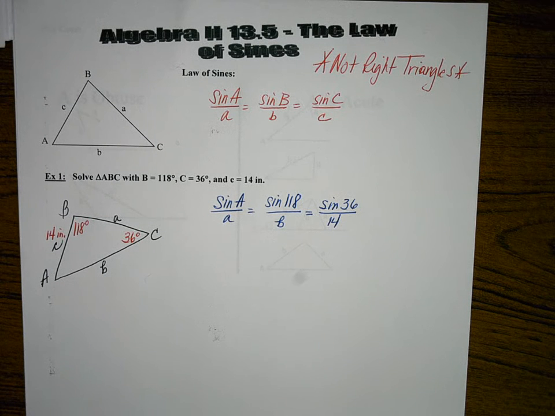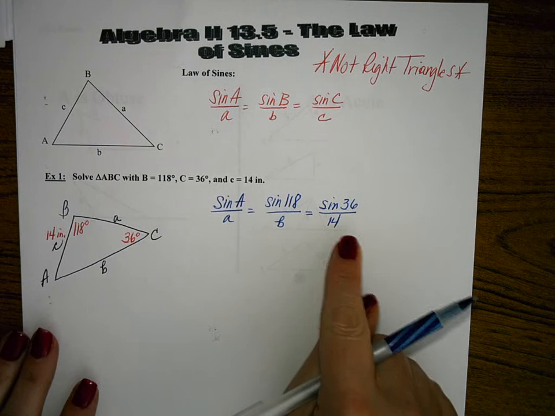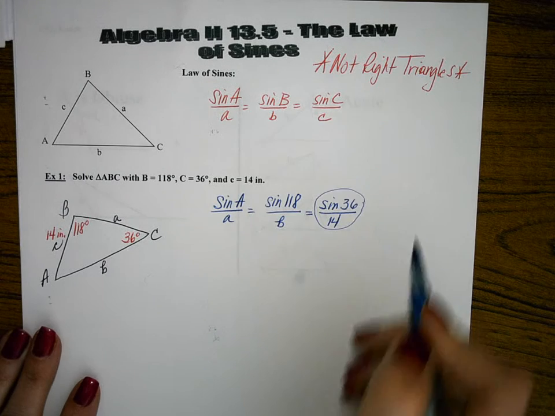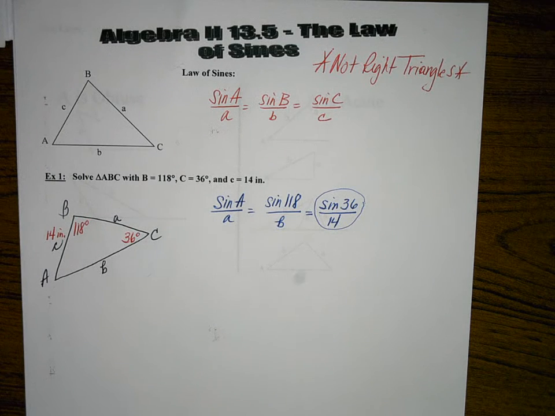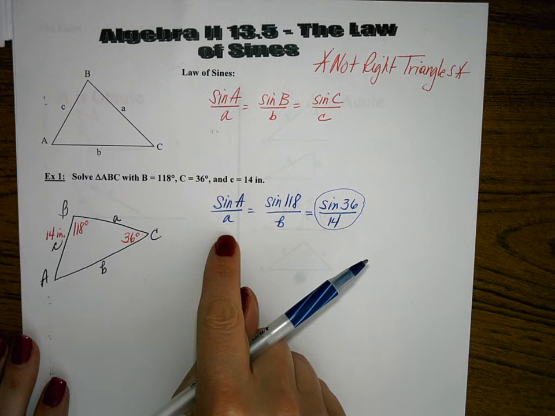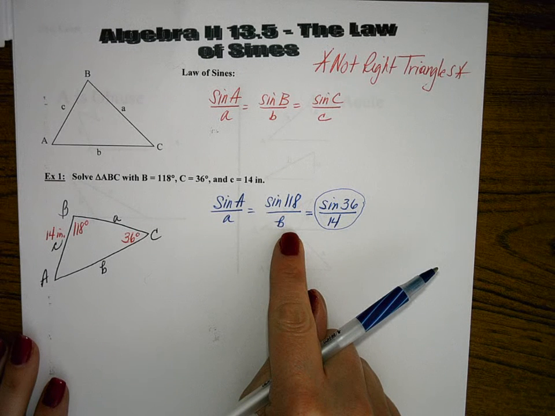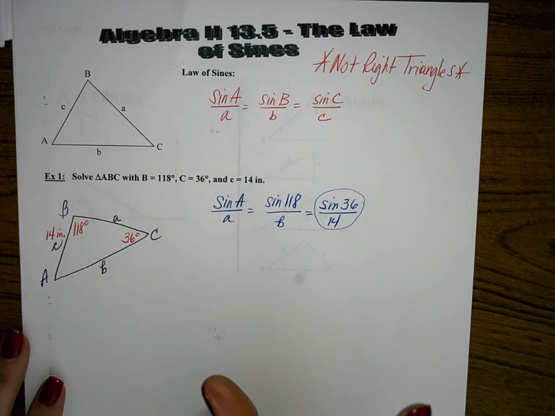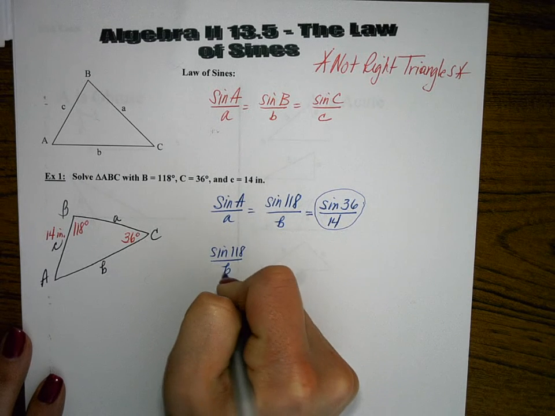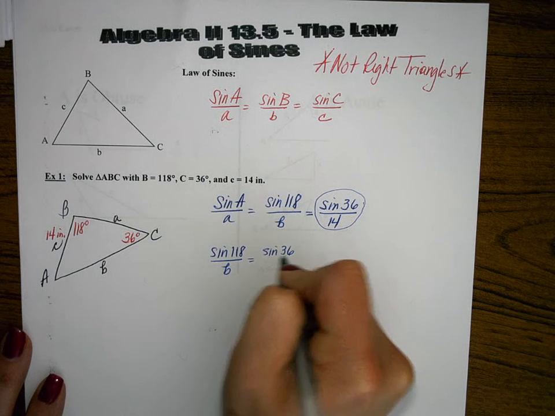Now, you will know you made a great choice when we are given one fraction that has both pieces. If I have one ratio that is completely full, I will know law of sines makes the most sense. In this fraction, I don't know either piece. In this fraction, I am only missing one of the pieces. So the first fraction is the sine of 118 over little b, equal to the sine of 36 over 14.